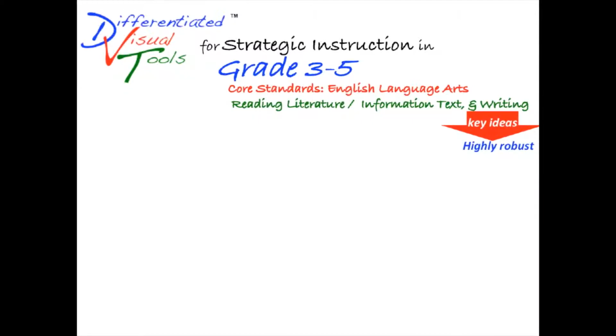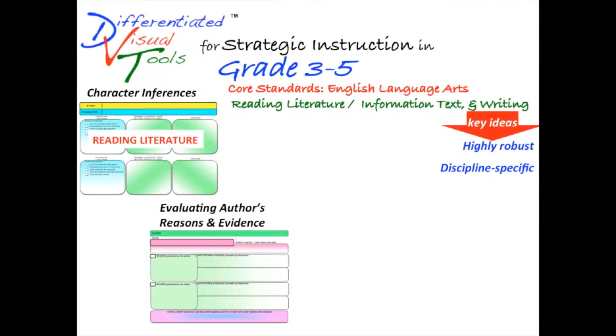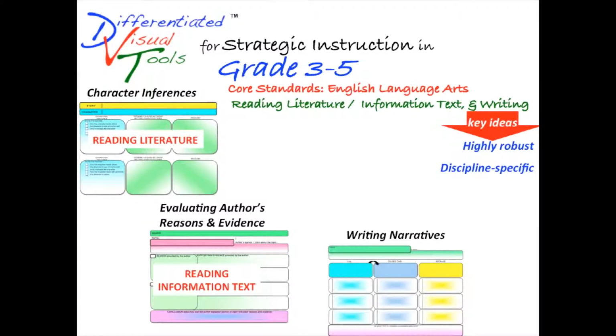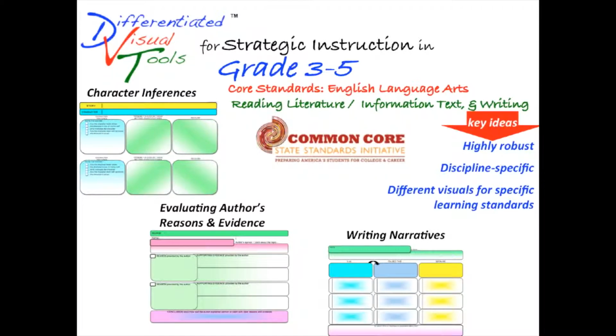First, we know from our research that they're highly robust. They impact students that are high achieving, typical achieving, as well as struggling learners and struggling learners with learning disabilities. DVTs are also discipline specific. For an example, this one was designed for reading literature, while this one was designed for reading information text, and this one was designed for writing narratives. Likewise, the different visuals also target very specific learning standards from the Common Core.